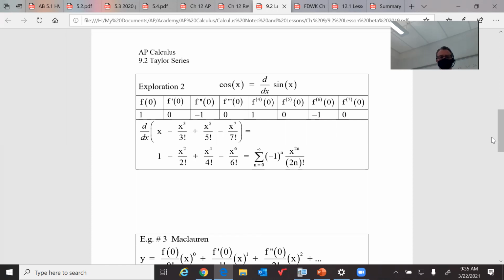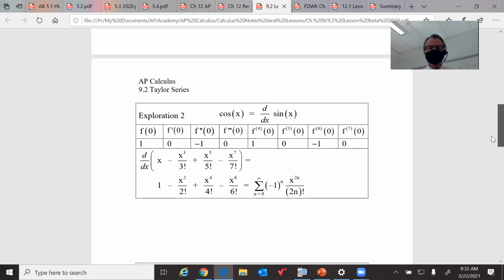So here's exploration 2. What are they doing? In exploration 2, they're saying to you, find the sine expansion and differentiate that to get the cosine. So here's the sine expansion. You note it? Now what have you got? X to the first over 1 factorial. These are odd powers. When you differentiate these term by term, since the derivative of the sine is cosine, you're getting the expansion of even powers.